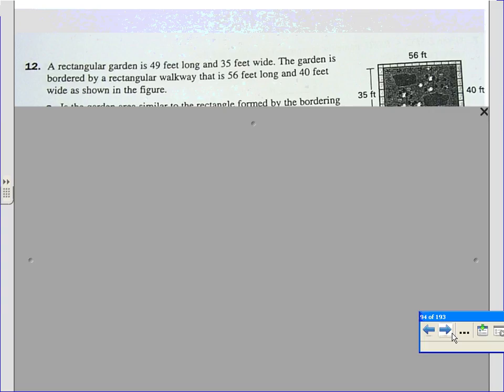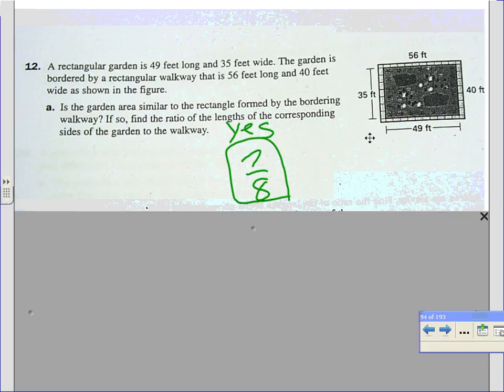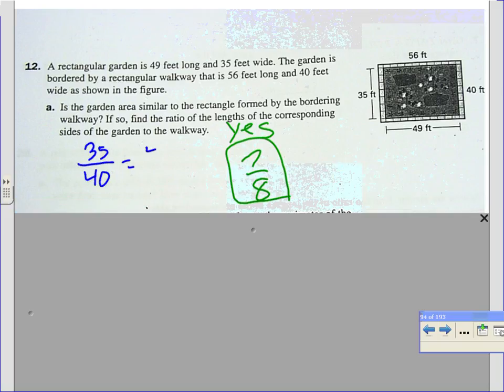Good, which simplifies to? That's perfect. Okay, so that simplifies to 7/8. So here's what Emma H told us. 35 over 40 is equal to 49 over 56. Both of those reduce to 7/8.